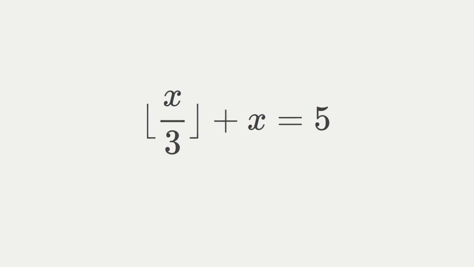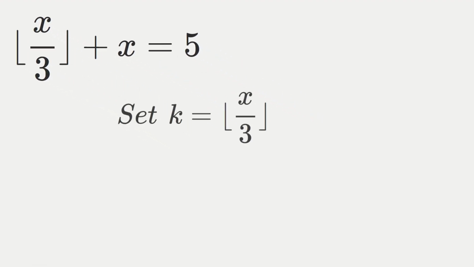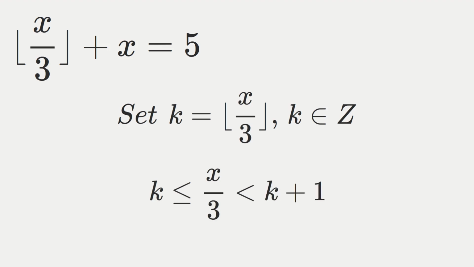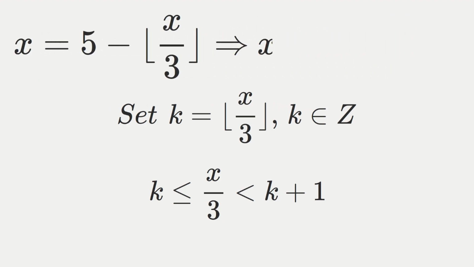Let's solve this equation. The floor of x over 3 plus x equals 5. Let's set k equal to the floor of x over 3. By definition, k must be an integer, and k is less than or equal to x over 3, which is strictly less than k plus 1. From the original equation, we get x equals 5 minus k.